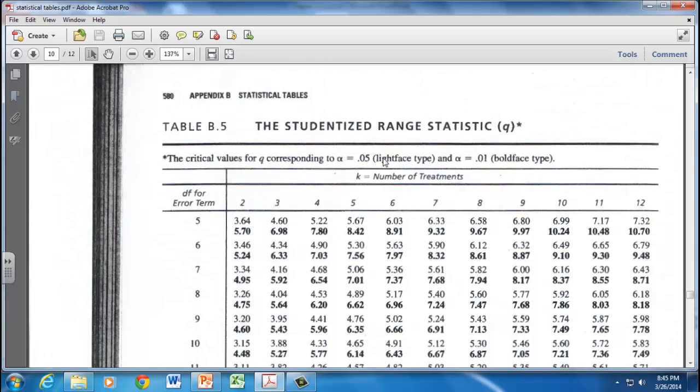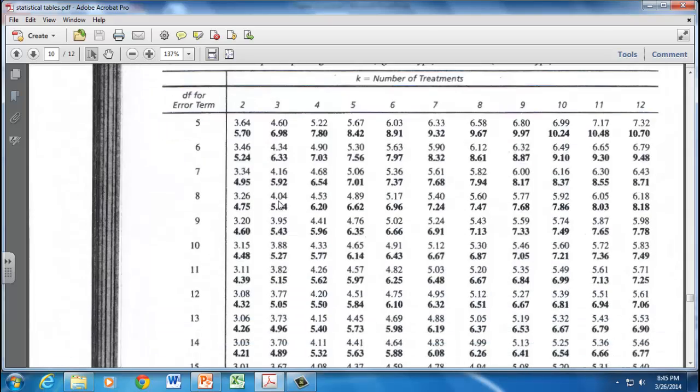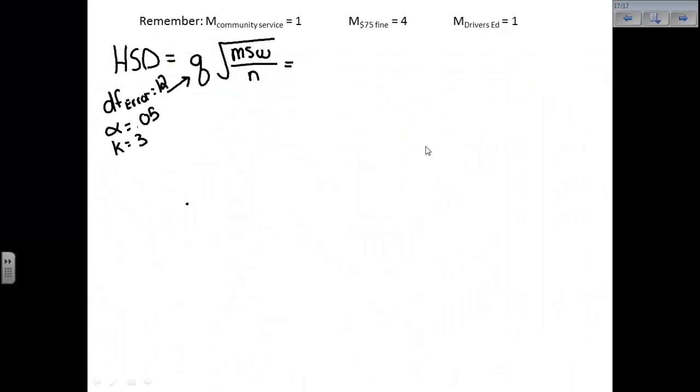All right, looking for Q. Alpha level of 0.05, we've got 3 different groups, and the degrees of freedom within, or degrees of freedom error, is 12. 3.77 is the Q that we're interested in. So we have our Q that we just found to be 3.77 multiplied by the square root of the mean squares within, which we found earlier to be 1.333, divided by N, and there's 5 people in each group.